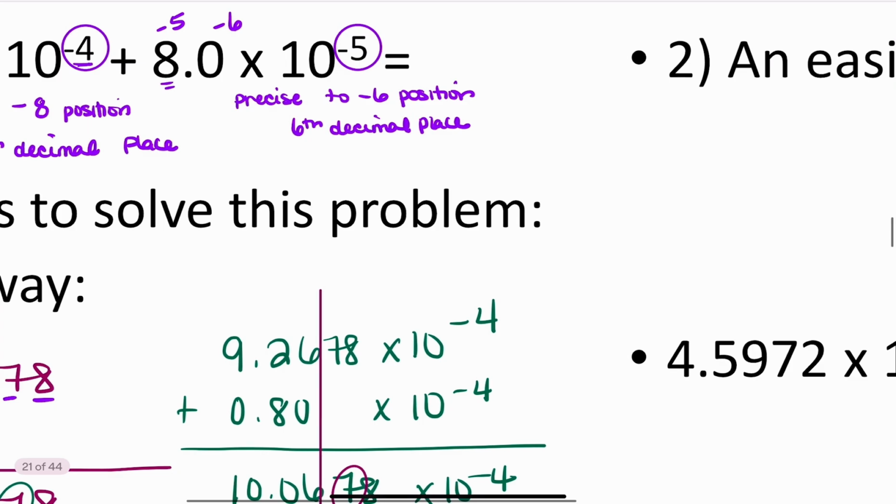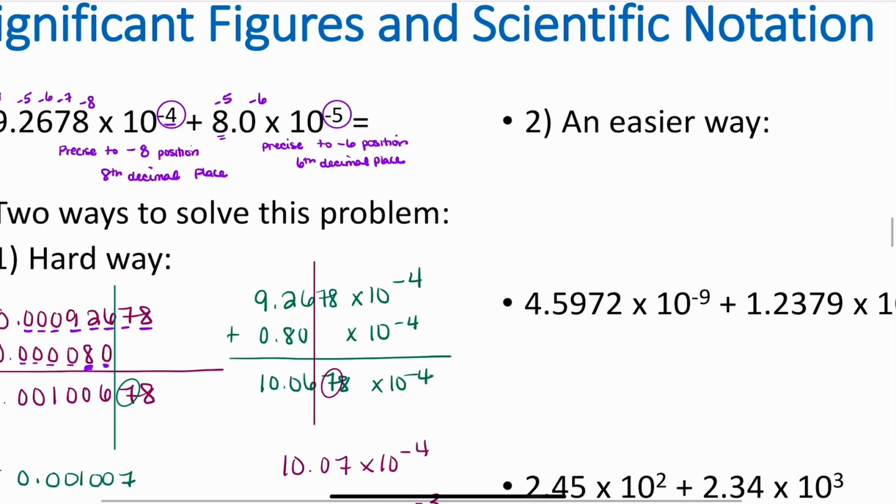If I plug that calculation into my calculator, 9.2678, look for the E button on your calculators. That's what you should be using for scientific notation. If you're unsure, please come see me. E to the -4 plus 8.0 E, some calculators, most calculators say EE, some say EXP. Okay, that's what you should be looking for on most calculators at least. -5. When I put this in my calculator, I get 1.00678 times 10 to the -3rd.